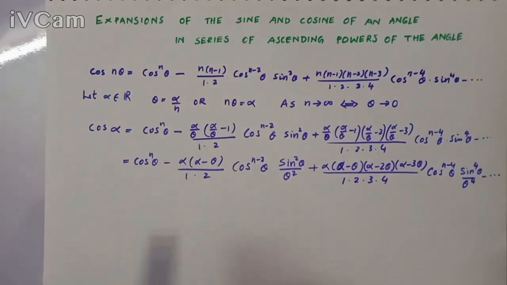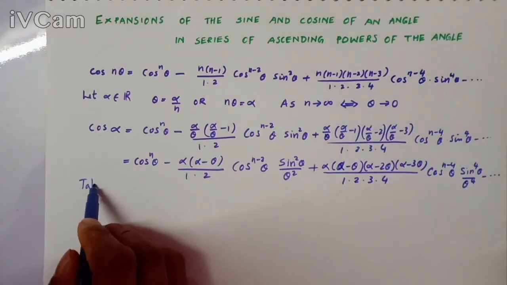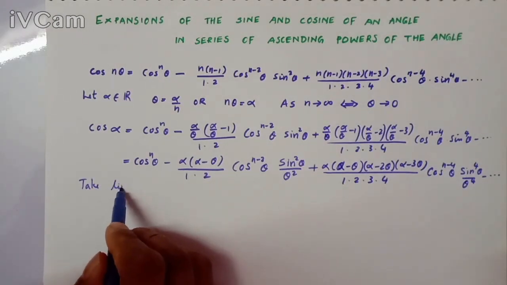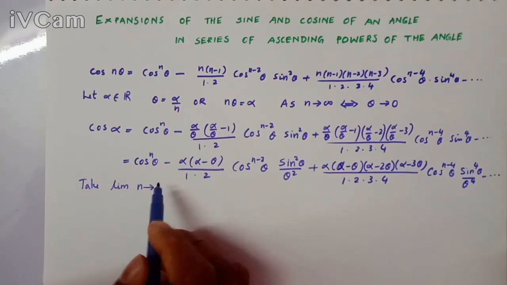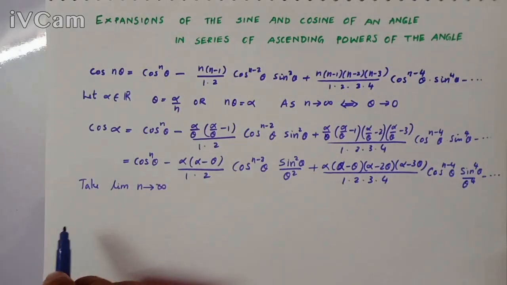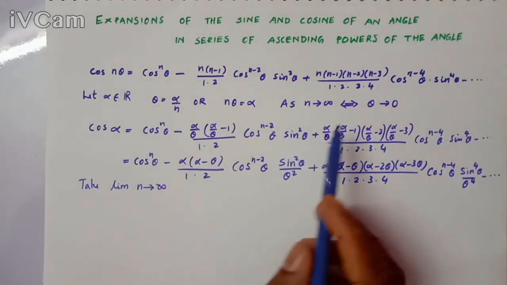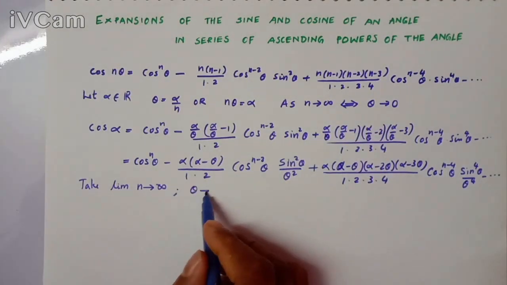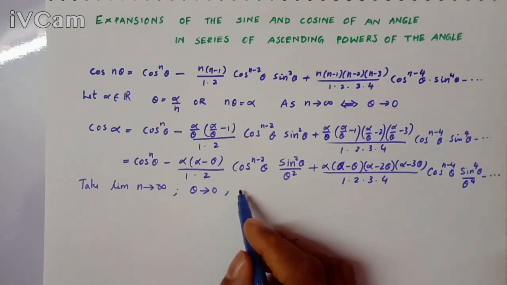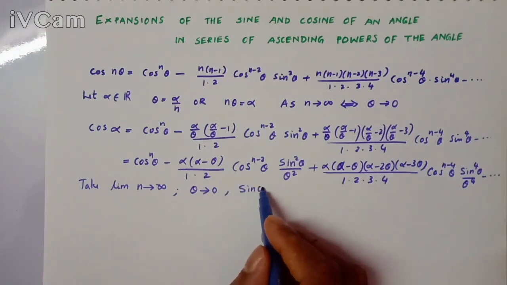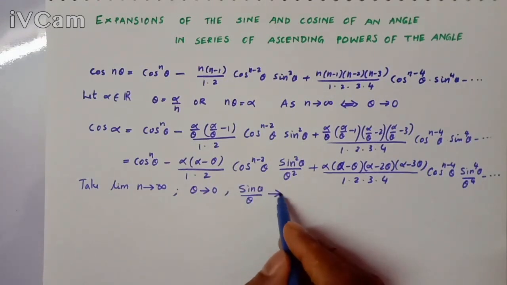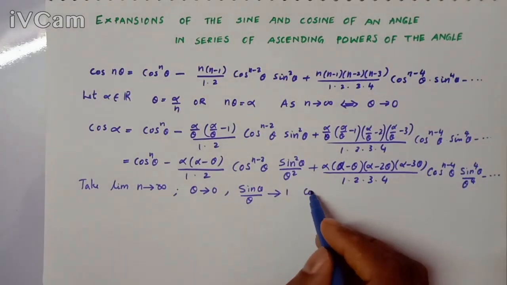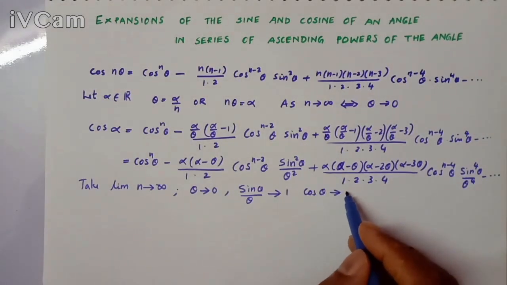Okay, now take the limit as n tends to infinity. Then what happens? As n tends to infinity, that is equivalent to theta tends to 0, hence sine theta by theta tends to 1 and cos theta tends to again 1.